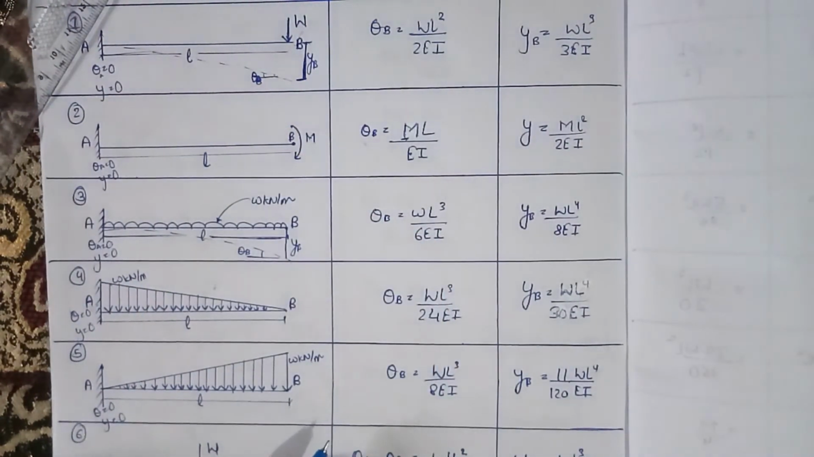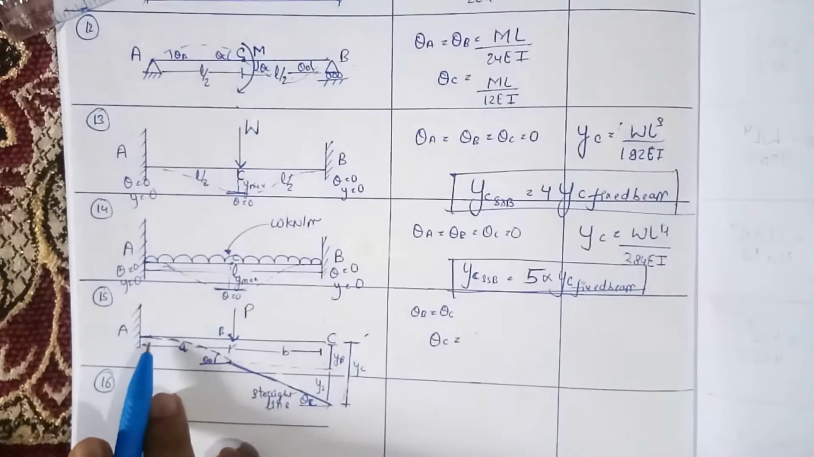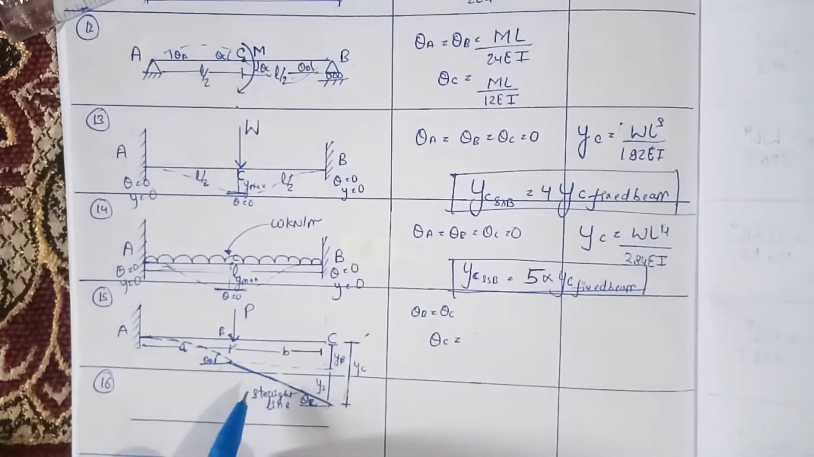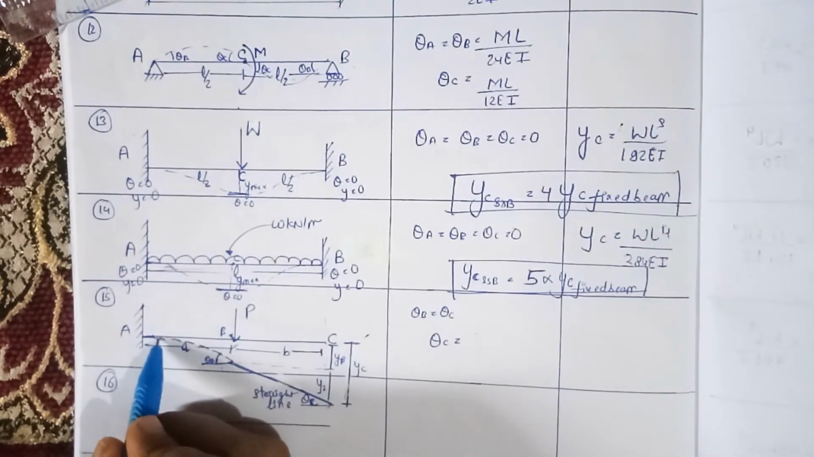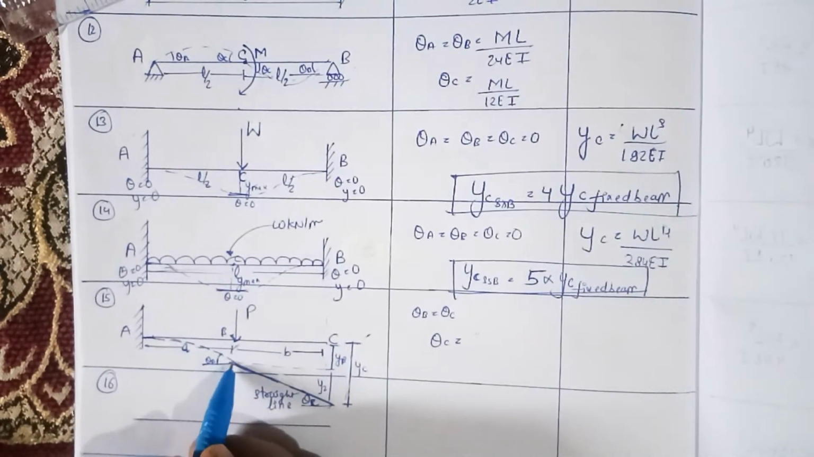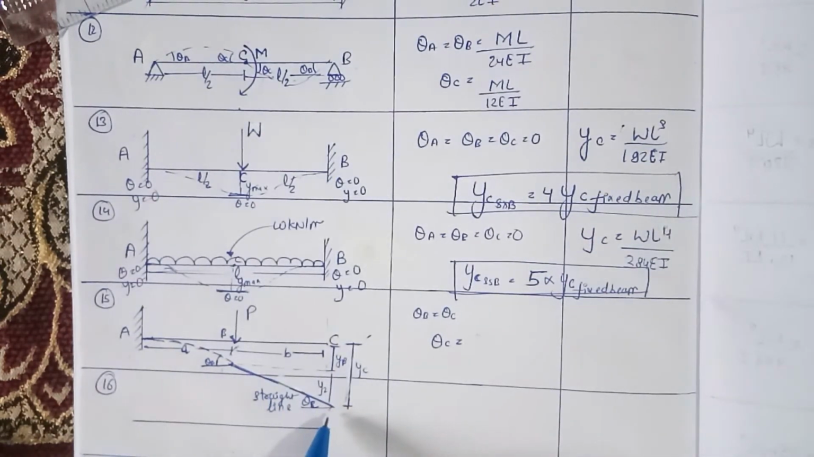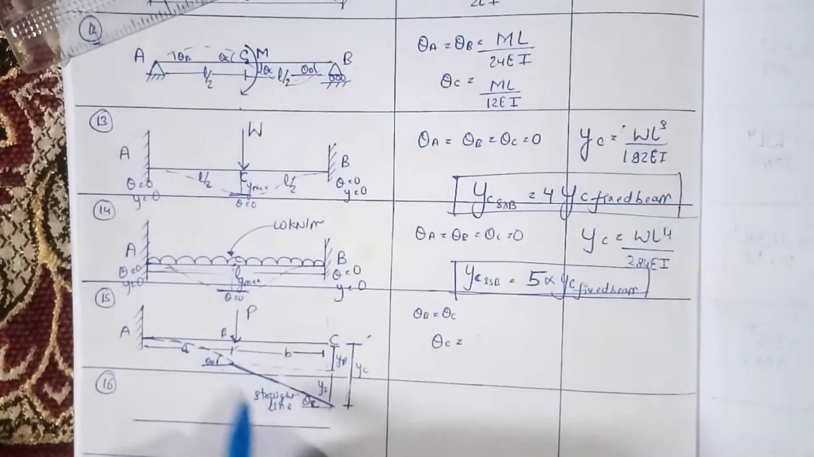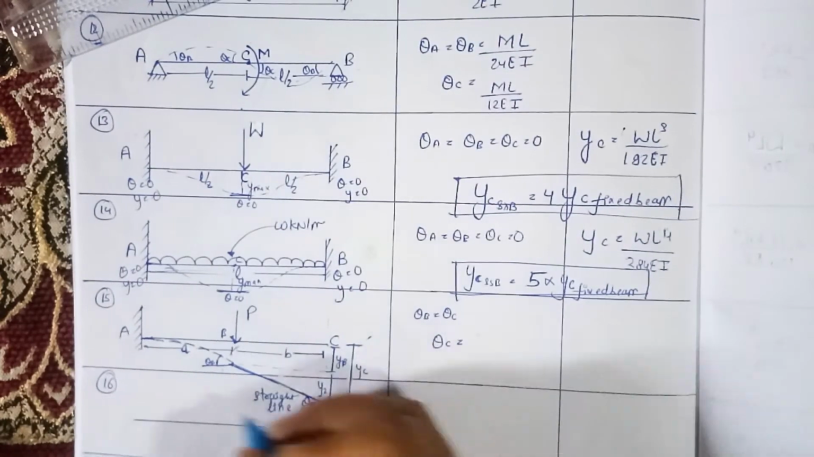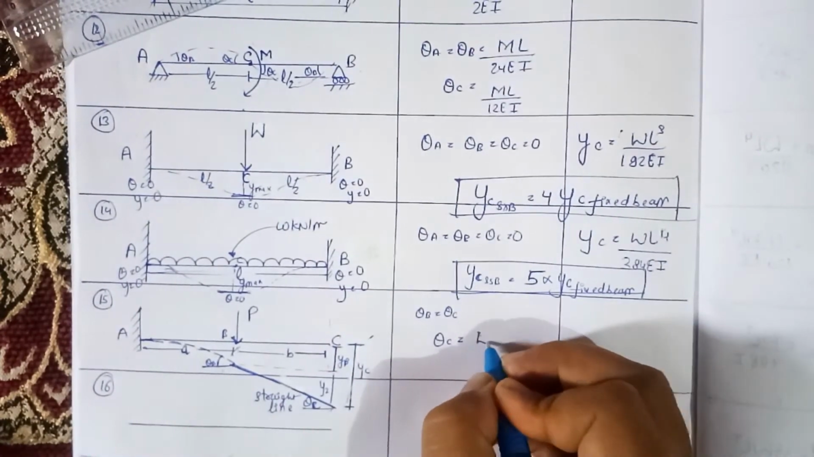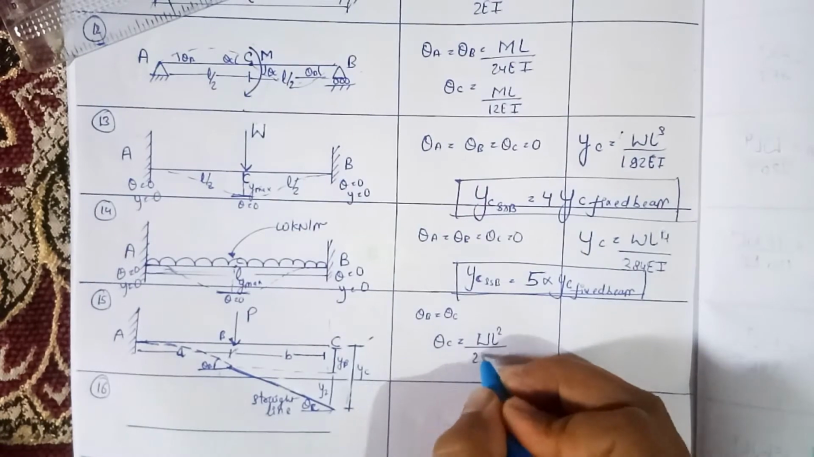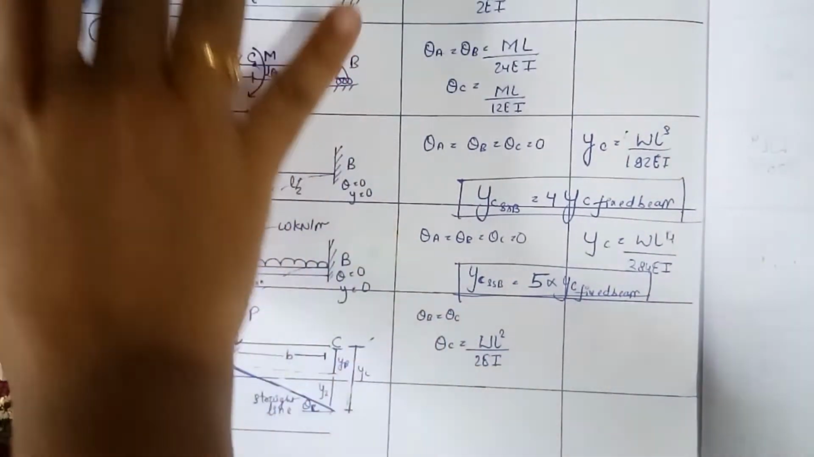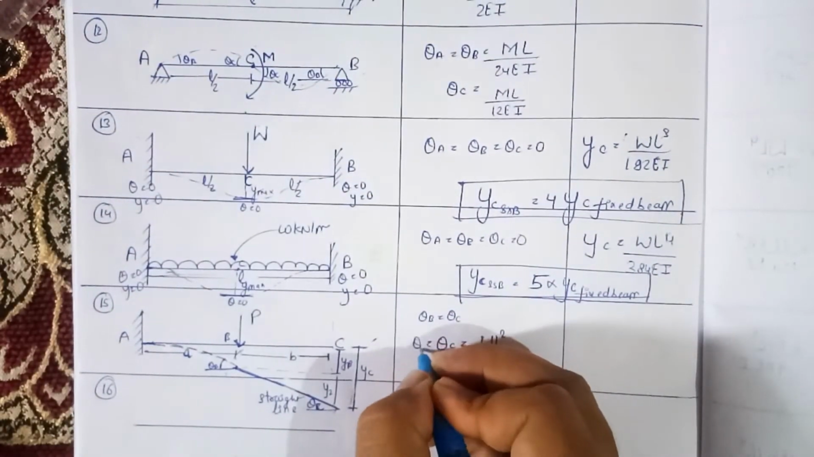So what you can do is this: this is the deflected figure of this kind of beam and this kind of loading. It will deflect here like this, and after this point it will deflect in a straight manner. So if this line is straight, you can say that the slope at point B will be equal to the slope at point C. So the value of slope at point C or B will be equal to WL square upon 2EI. This is the value of slope at point B or at point C.